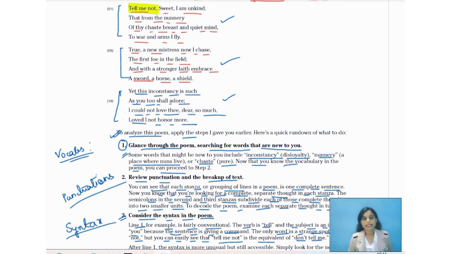Syntax. It looks like there is a grammatical error, okay? Tell me not is a little disarranged, right? It's not arranged in a proper order, the way we say it. Tell me not, they are talking about.